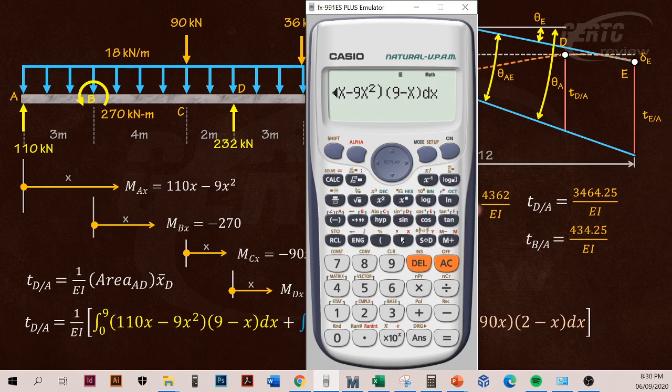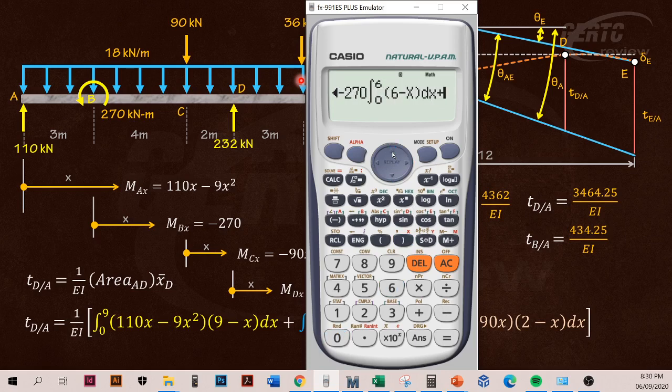Okay, let's add the other integration. Plus the second term, integral. Or we can take out the 270. So minus 270 times the integral of, what will be left there is 6 minus x only. I hope you can follow this one. Parenthesis, 6 minus x. Limit is from 0 to 6.